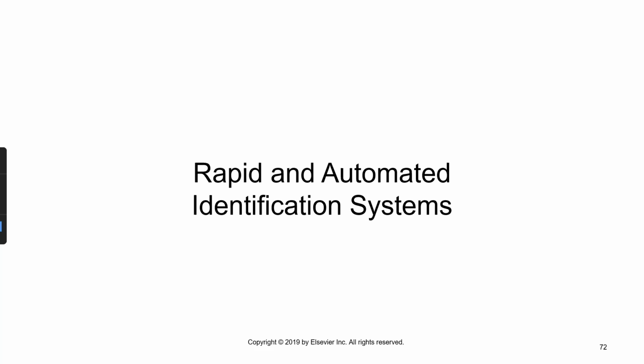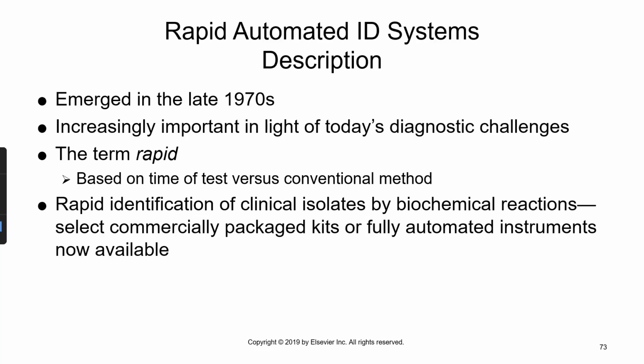Rapid and automated identification systems. So this is increasingly important today. The term rapid is based on the time of the test versus the conventional method. So the conventional method would be the tube test. This means that it's a little faster than the tube test. Select commercially packaged kits or fully automated instruments are now available.